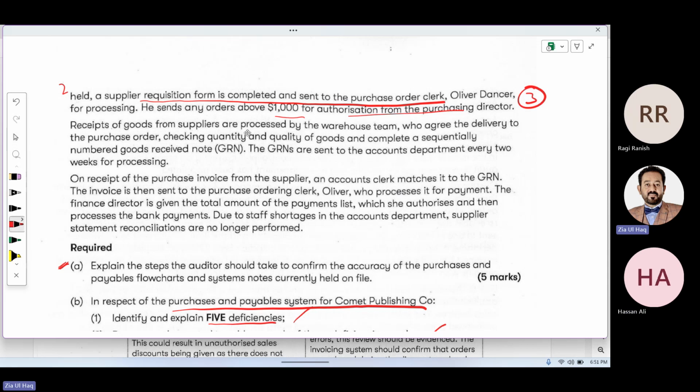Receipt of goods from suppliers is processed by the warehouse team, who agree the delivery to the purchase order, so the delivery note is matching with the purchase order. Quantity and quality checks are performed, and they complete a sequentially numbered GRN, pre-numbered GRN. So all 4 controls they have performed. The GRNs are sent to the accounts department every 2 weeks for processing. This is the issue.